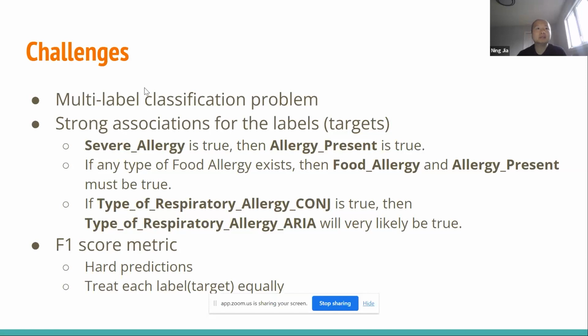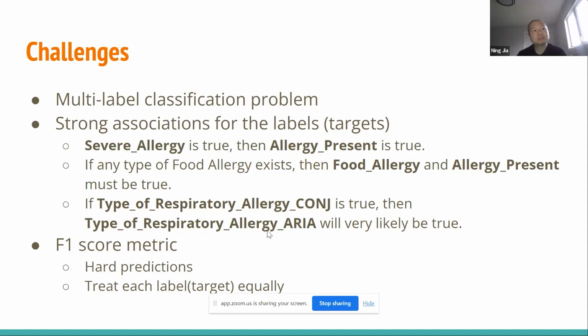Also, if any type of food allergy exists, I mean the subtype, like allergy to fish, then food allergy and allergy present must be true. There are also other strong associations: if one type of allergy is true, then the other type is very likely to be true, something like that.